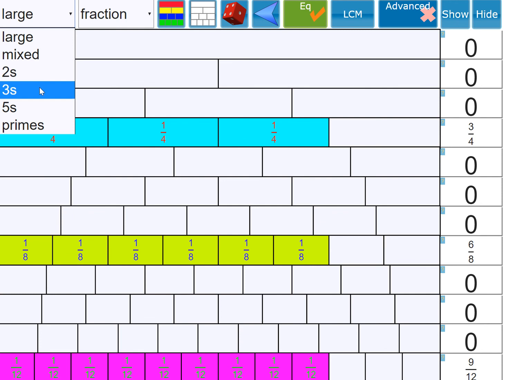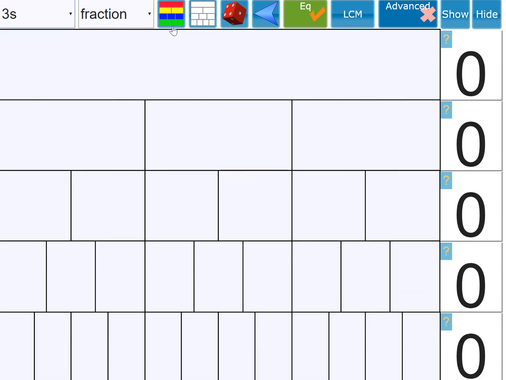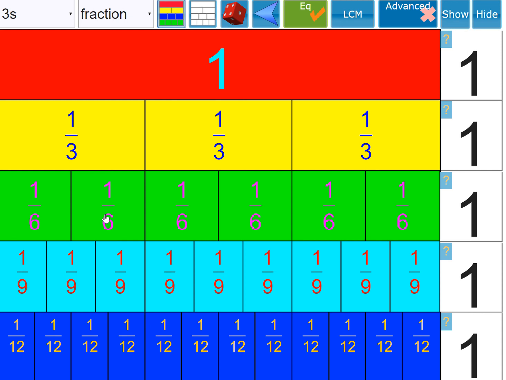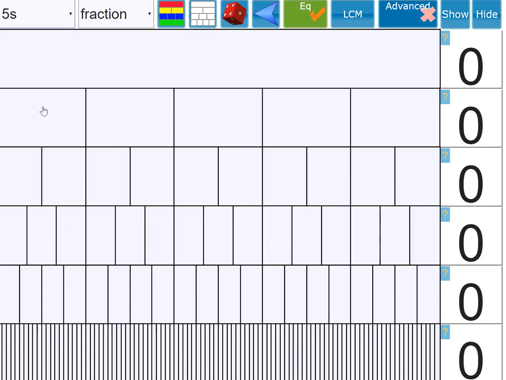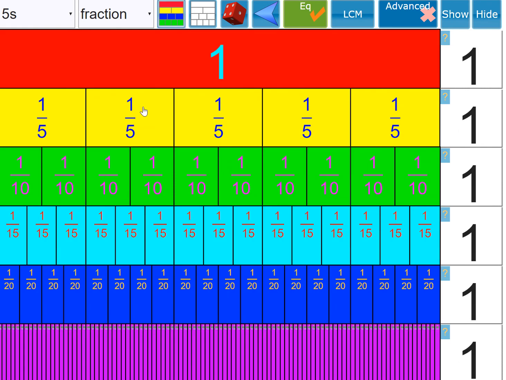But for thirds, here's all the equivalent fractions for thirds: 6th, 9th, 12th. If I change it for fives, you can see I've got 5ths, 10ths, 15ths, because 2 times 5 is 10, 3 times 5 is 15, 4 times 5 is 20, and this is, oh, I don't even know, let's show that. That's 1. What are those question marks about? Oh well. Anyway, so you can see there how equivalent fractions work.